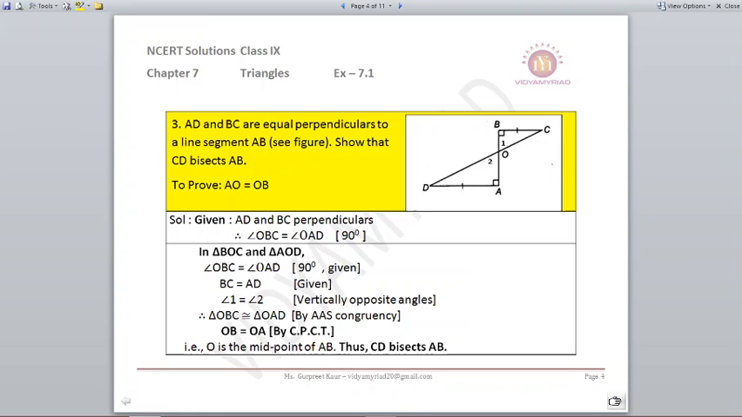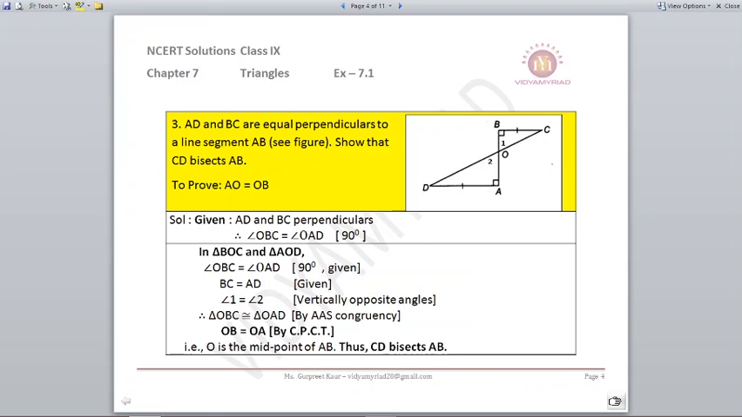Now in triangle BOC and triangle AOD, let us see what all we have. We have angle 90 degrees, both are equal, it is given to us. Number 2, BC is equal to AD, that is also given to us. And number 3, we need to find out, if you see, I have mentioned angle 1 is equal to angle 2, which is vertically opposite angles, because there is no other thing available to us. So we can mention it as vertically opposite angles. So by AAS property, triangles are congruent. There are two angles and one side. So we will write AAS.